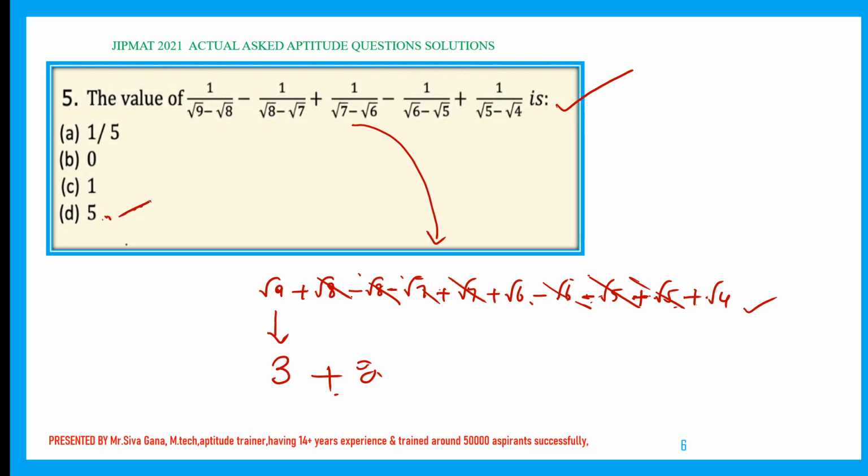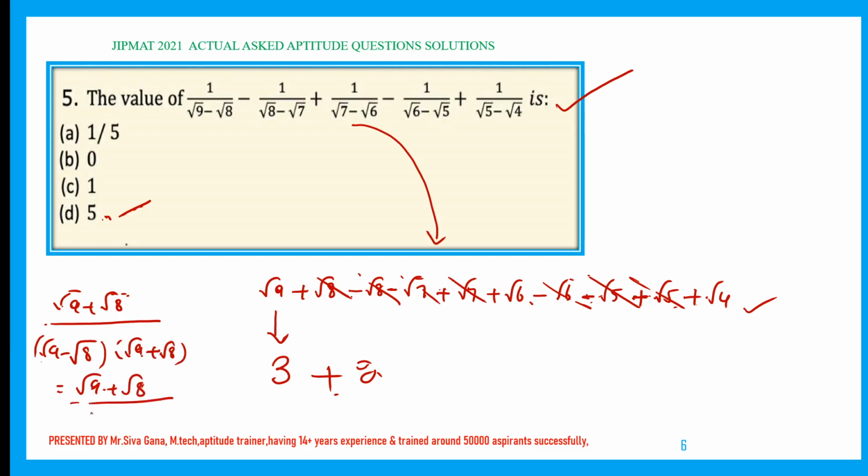Just what? Rationalization. If you want, I will do one rationalizing term. Root 9 plus root 8 divided by root 9 minus root 8, into root 9 plus root 8, rationalizing. Numerator is root 9 plus root 8, a plus b into a minus b, a square minus b square, 9 minus 8 is 1. In the similar way, 8 minus 7 is 1, 7 minus 6 is 1. That is the reason why denominators are out. And after cancellation, this is left. 3 plus 2, 5.